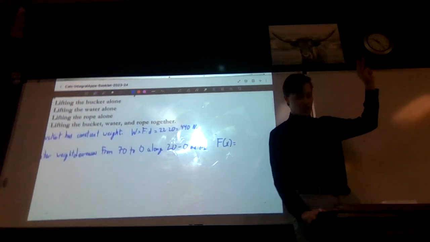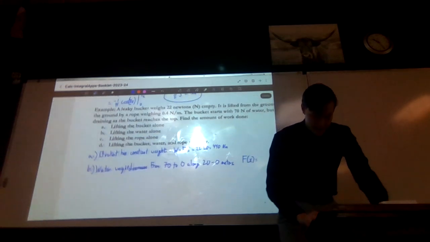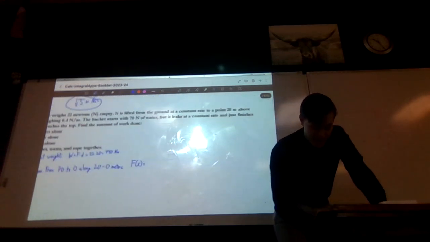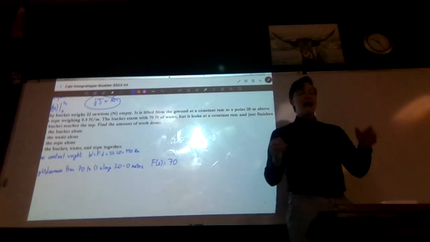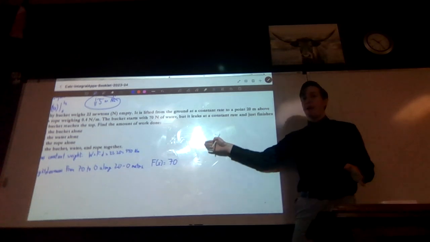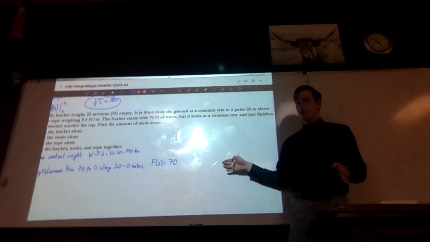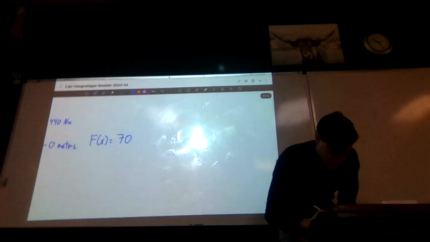So, what is my force going to be equal to here? Well, we know that the bucket starts with 70 newtons of water. So we have 70. And we know that as we go along the path, we're going down, correct? Yes. So we have to multiply this by something or subtract it by something. What I'm going to do is multiply this by 20 minus x divided by 20.